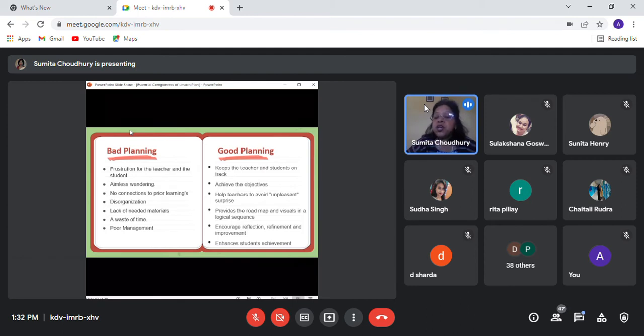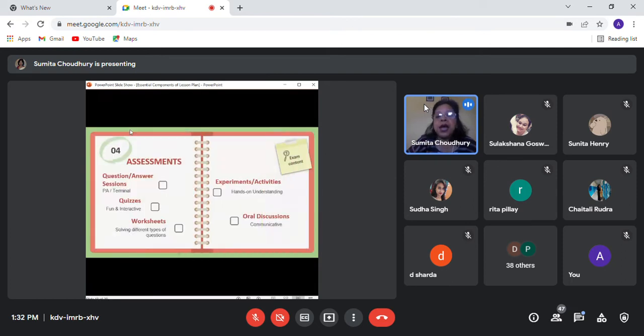It encourages reflection, refinement, and improvement. Then, at last, it enhances students' achievement. Now I am moving to my next slide. That is very important. That is assessment.